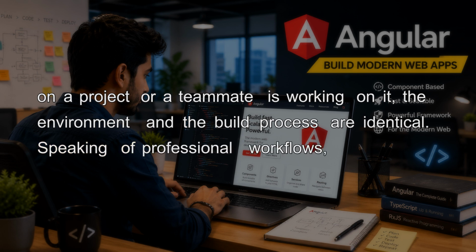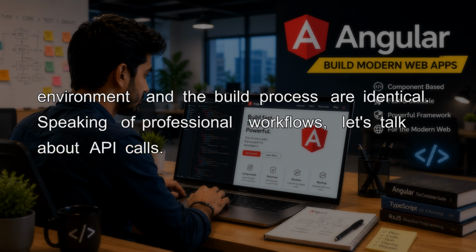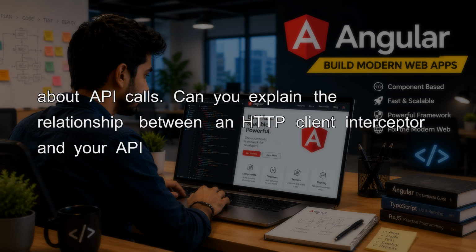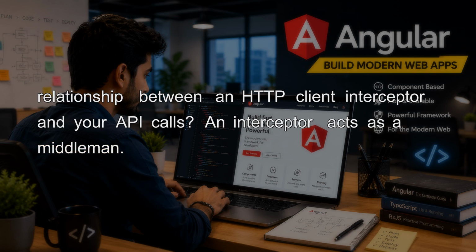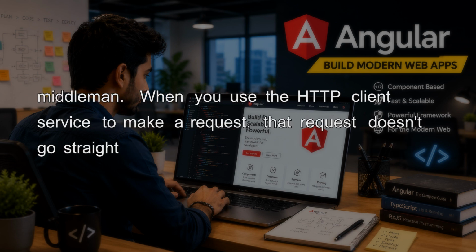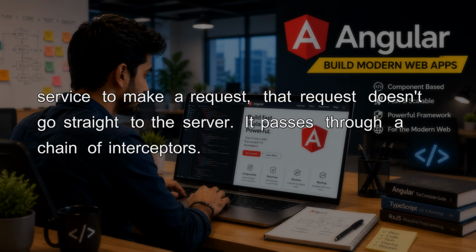Speaking of professional workflows, let's talk about API calls. Can you explain the relationship between an HTTP client interceptor and your API calls? An interceptor acts as a middleman. When you use the HTTP client service to make a request, that request doesn't go straight to the server. It passes through a chain of interceptors.